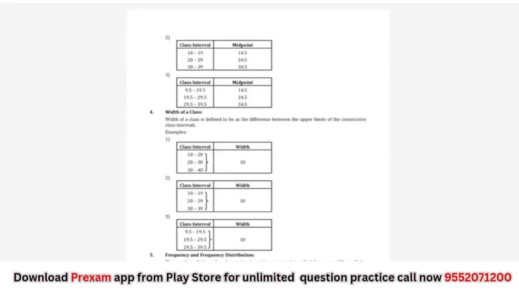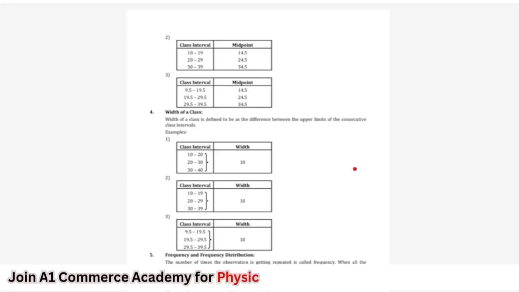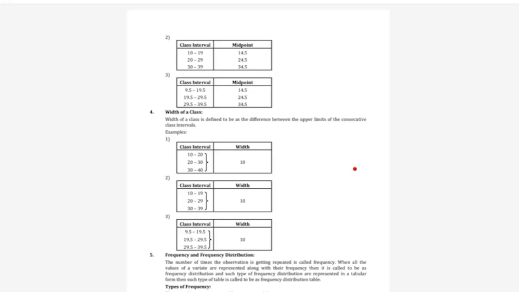and you have got the corresponding midpoints to be as 14.5, 24.5, 34.5, and the third example in which the class intervals are taken as 9.5 to 19.5, 19.5 to 29.5, 29.5 to 39.5, and you have got the answers to be as 14.5, 24.5, and 34.5.